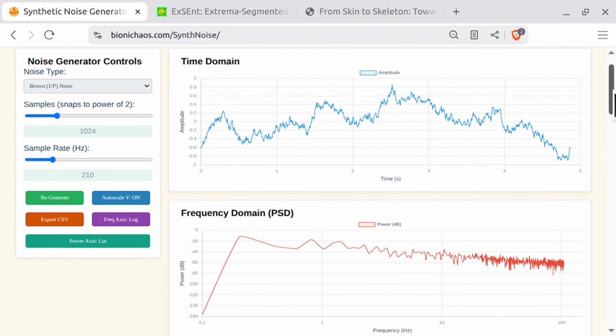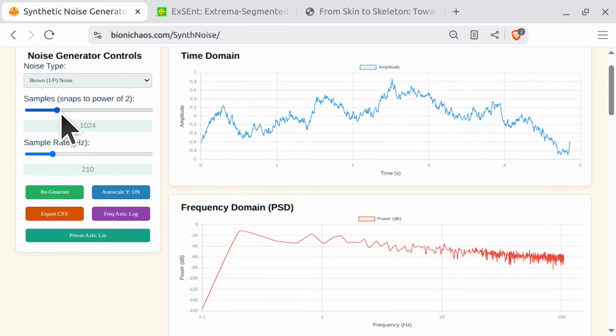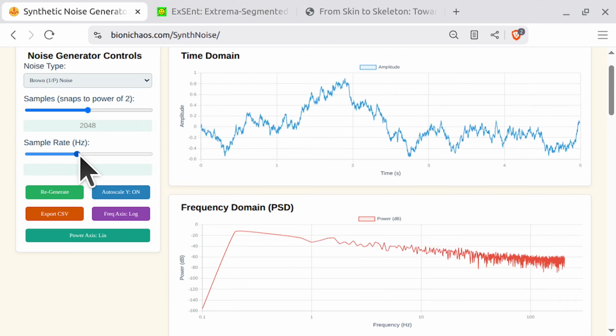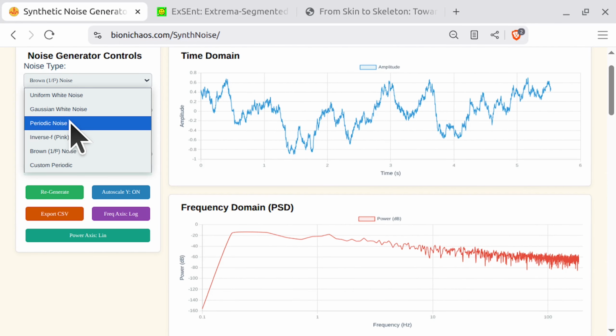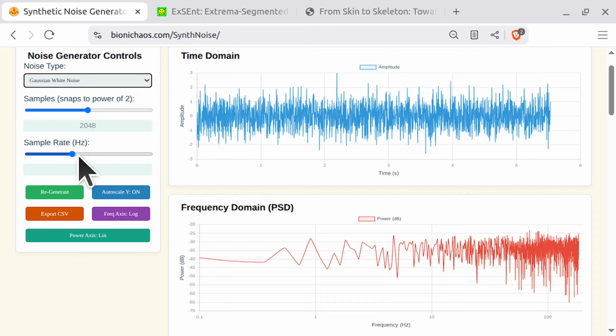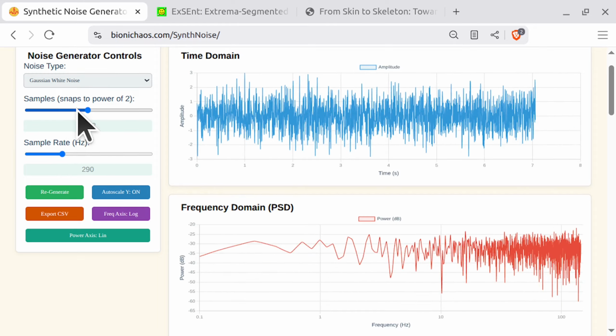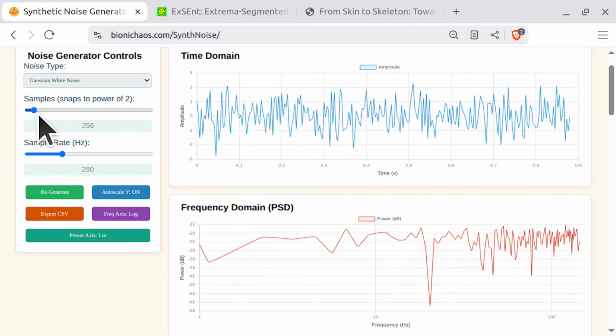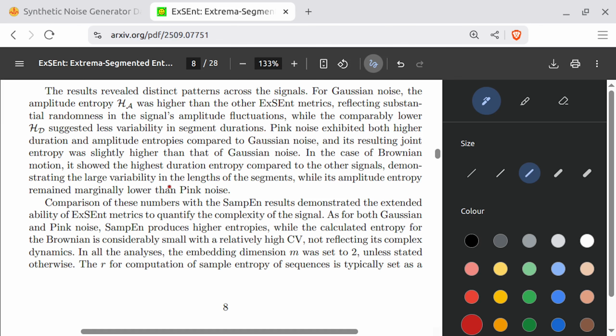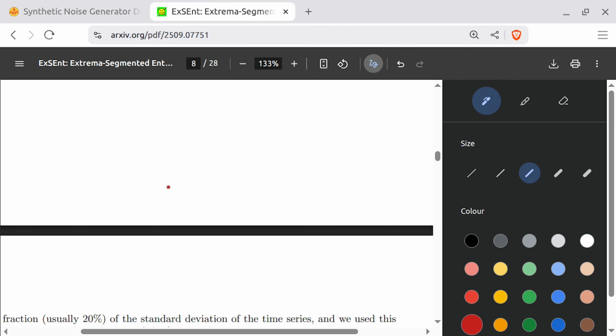What's this tool that you currently see on the screen? How's it relevant to the paper that we were reviewing before? This tool is relevant because it's a synthetic noise generator that can produce different types of noise, like Brownian noise, which was one of the stochastic signals discussed in the paper's results section. The tool displays both the time domain and frequency domain representations of the generated noise, allowing for a visual and analytical comparison to the signals mentioned in the paper.